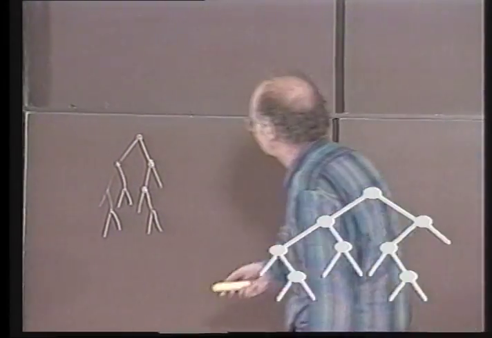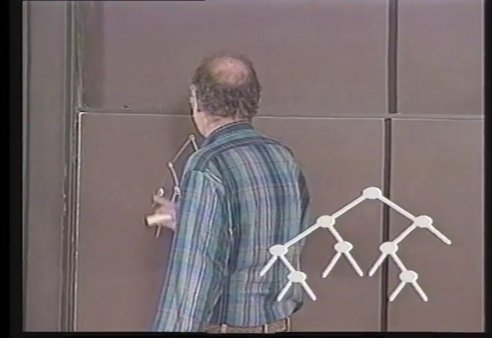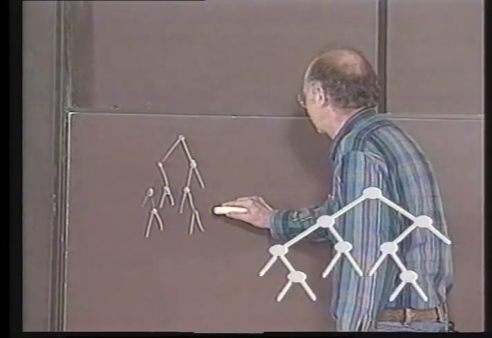Okay, there's a binary tree. How many nodes does it have? 1, 2, 3, 4, 5, 6, 7, 8. Okay.